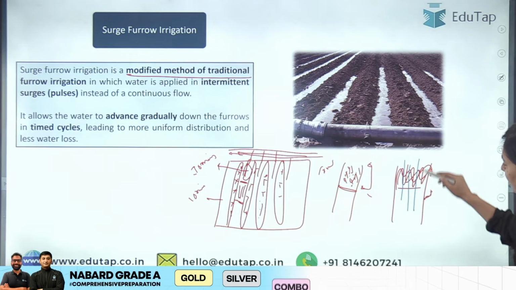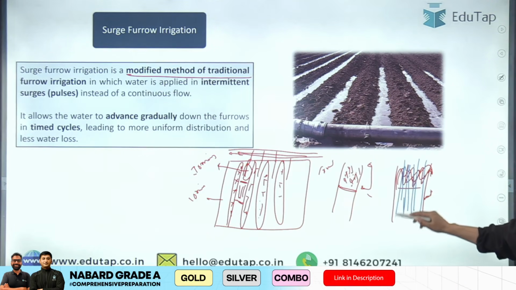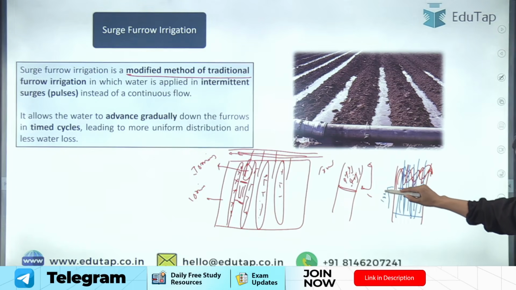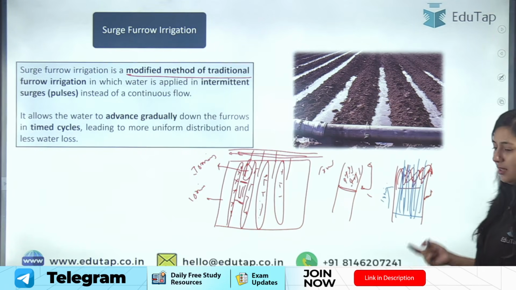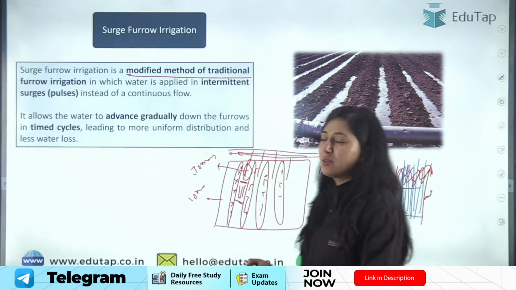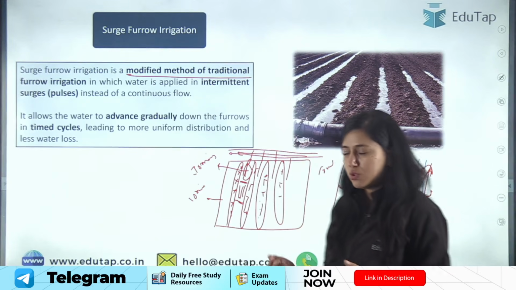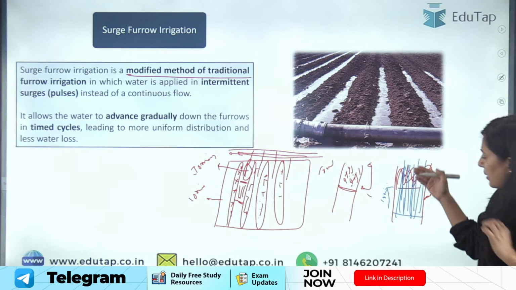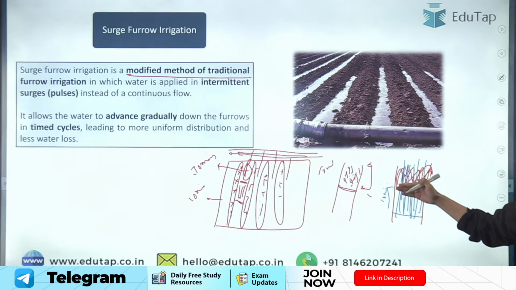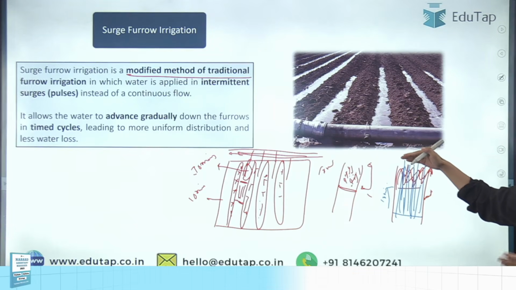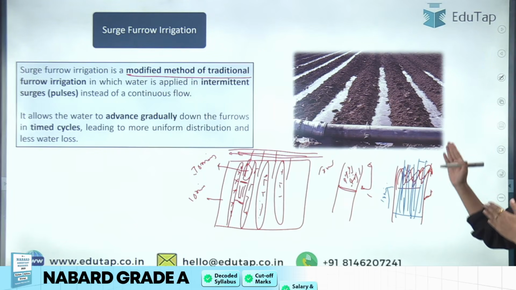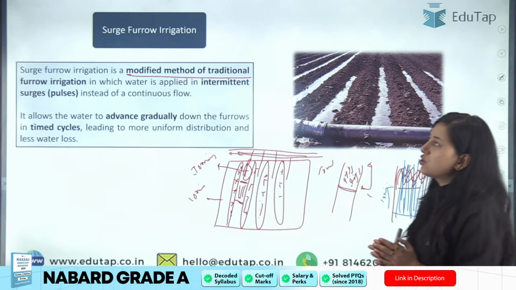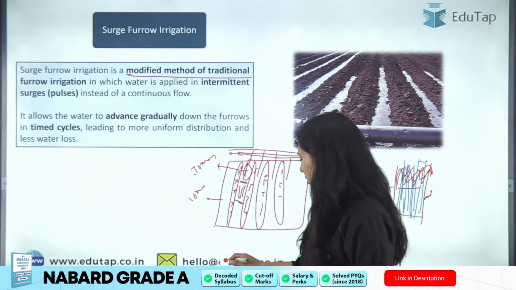This water will move ahead, covering the next area for the next 10 minutes. Clear? So this is why this irrigation method is used, to apply water uniformly and efficiently from the very beginning to the end of the furrow. So this is your surge furrow irrigation method.